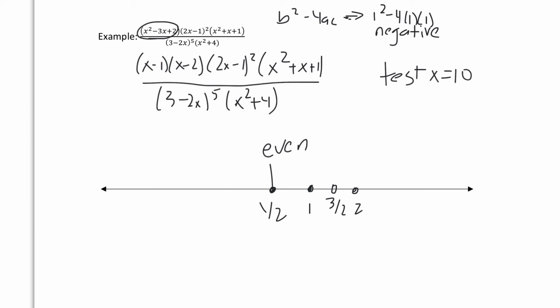So 10 minus 1, that's positive. 10 minus 2, that's positive. (20 minus 1) squared, definitely positive. 10 squared plus 10 plus 1 is positive. So all along the top, we've got positive, positive, positive, and positive. On the bottom, we've got (3 minus 20) to the power of 5. That's going to be negative. And then 10 squared plus 4, that's going to be positive. So negative, positive. So positive times positive times positive times positive over negative times positive, you betcha it's going to be negative.